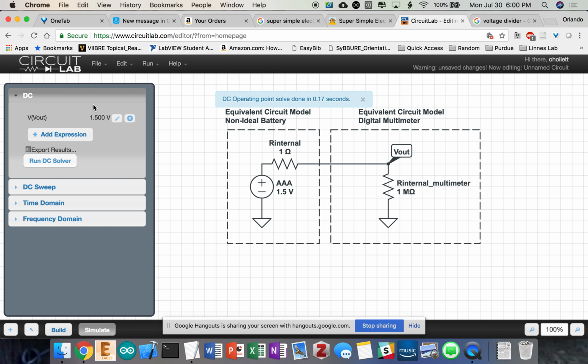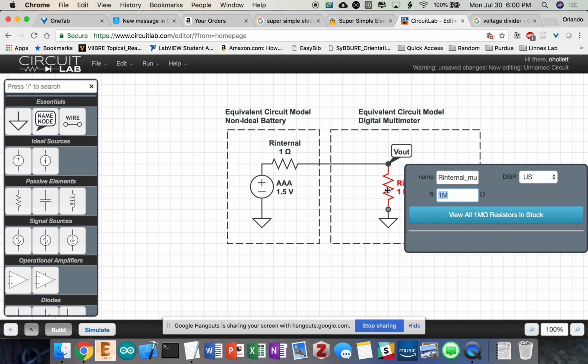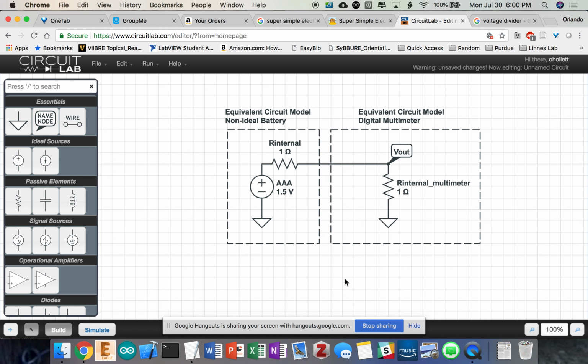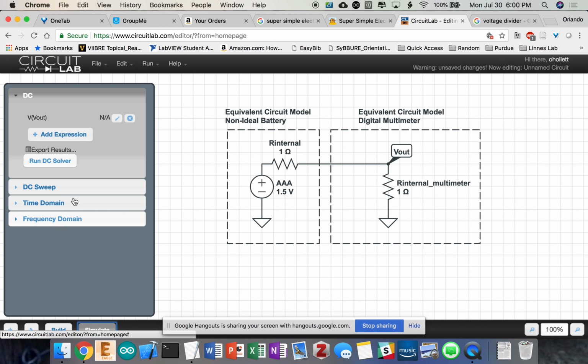Can you see this number? Is it resolved enough? Yeah. Yep. Let's say if my multimeter was really, really crappy though, and the internal resistance of my multimeter was, instead of being 1 mega ohm, 1 ohm. Now it's not much, much bigger than the internal resistance of the battery. So when I run that solver, I don't get V in, I get half, yeah.